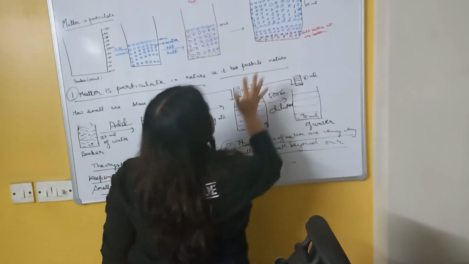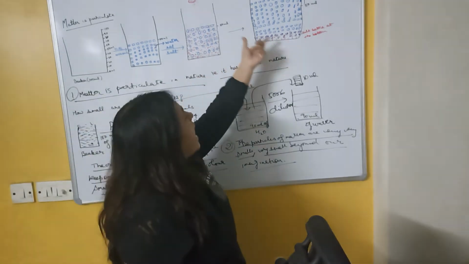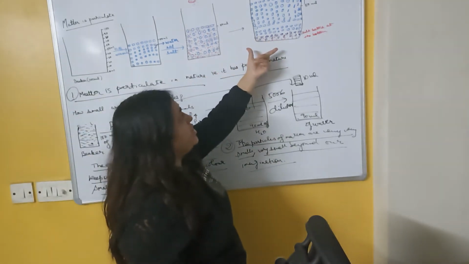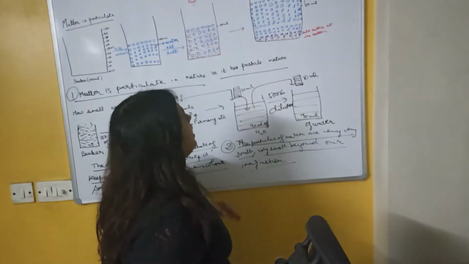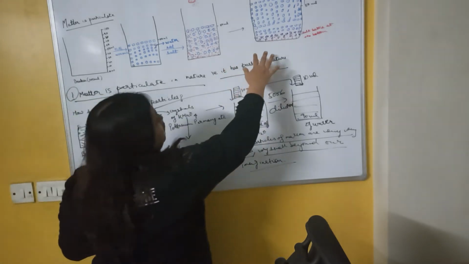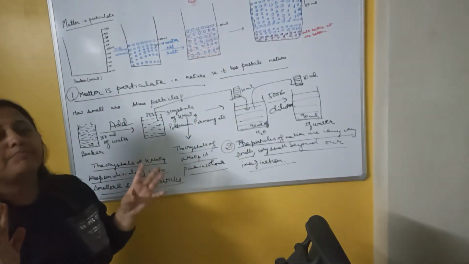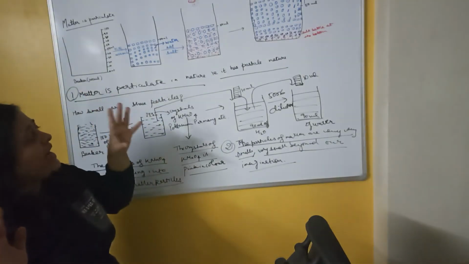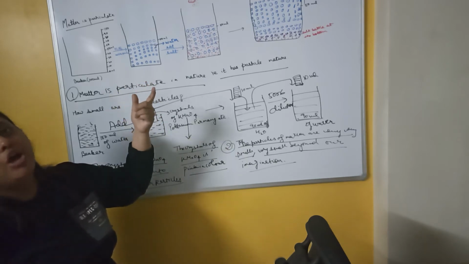So such a stage is known as saturation point, and every substance has its own saturation point for a particular liquid. Now, for example, the saturation point of salt is about 357 grams per liter of solution. That is, 1 liter of solution can dissolve about 357 grams of salt.